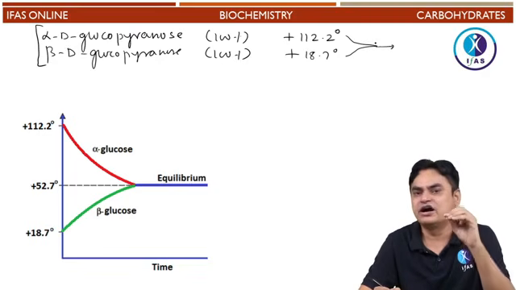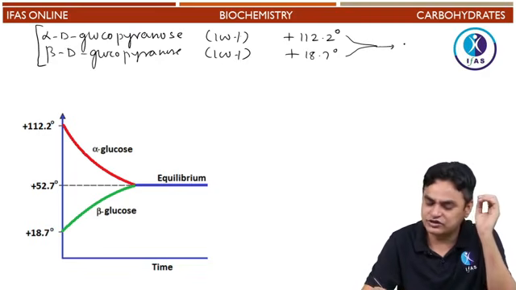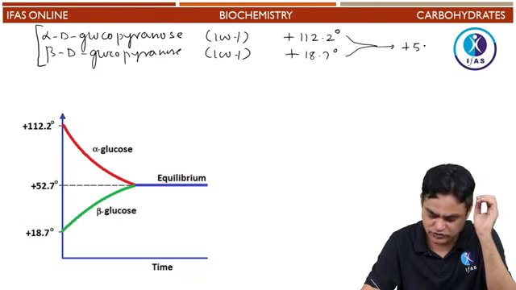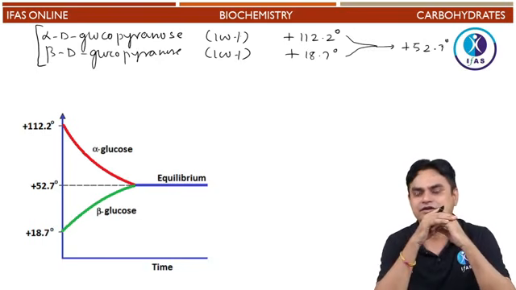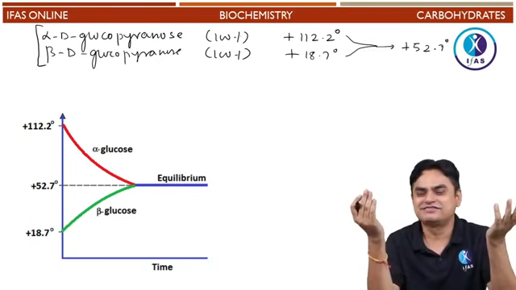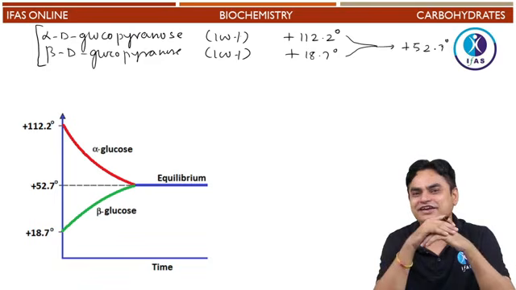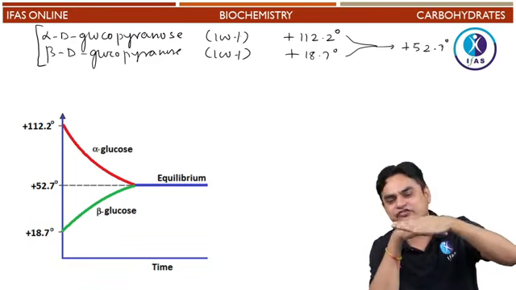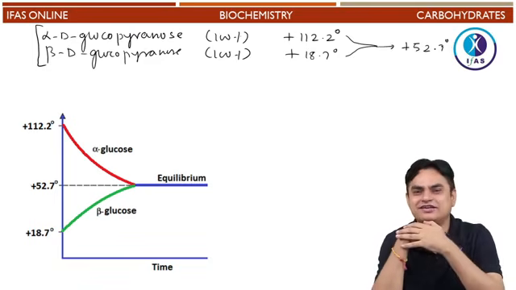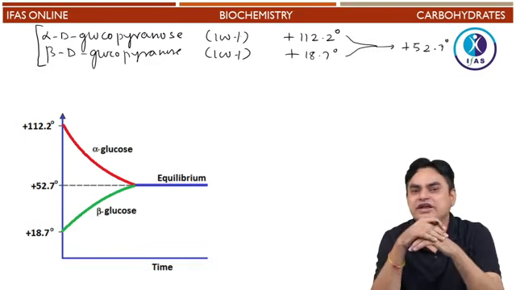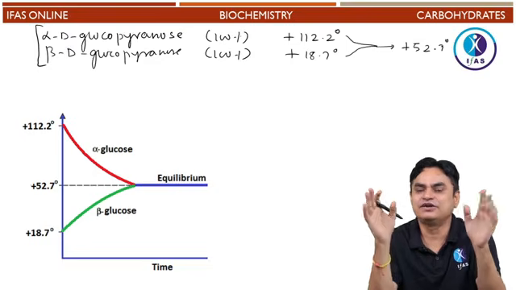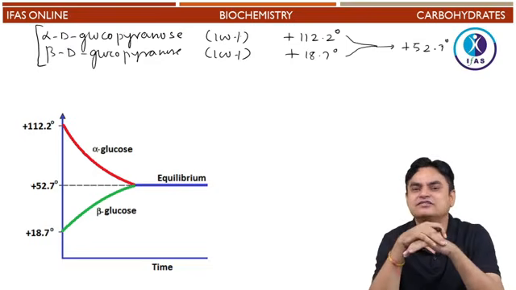Whenever you take a glucose solution, it shows an optical rotation of approximately plus 52.7 degree. Meaning neither is it 112 nor is it 18. It has declined from 112, but has not declined up to 18. If it had declined up to 18, then you would see that 100% alpha had gone to beta. Somewhere in the middle it stops.